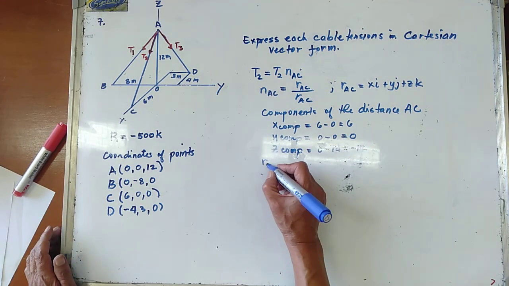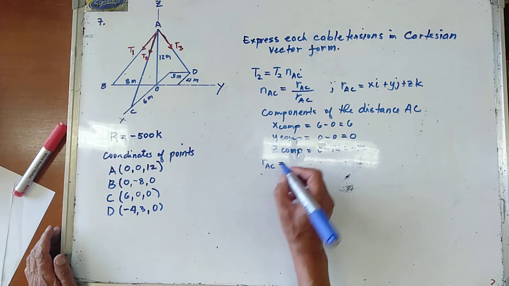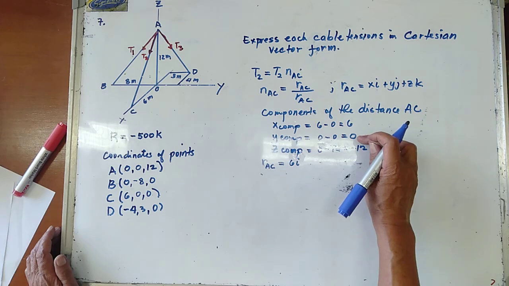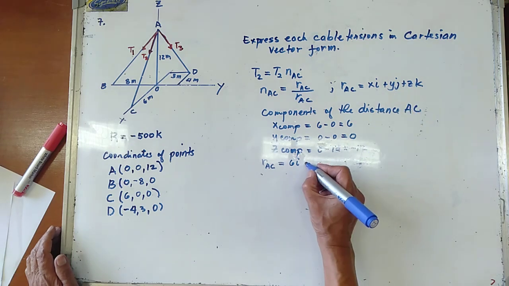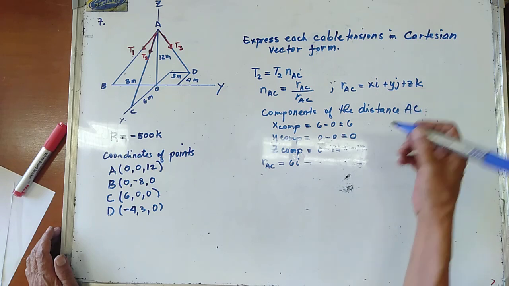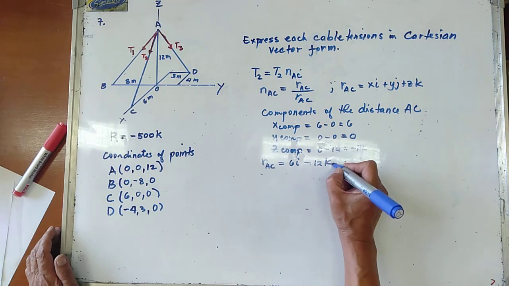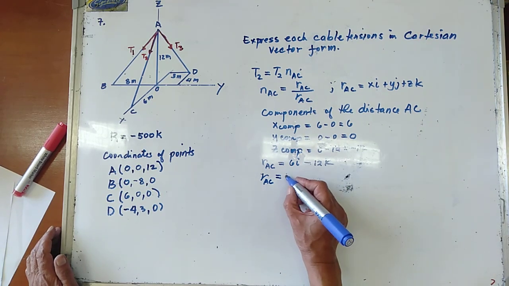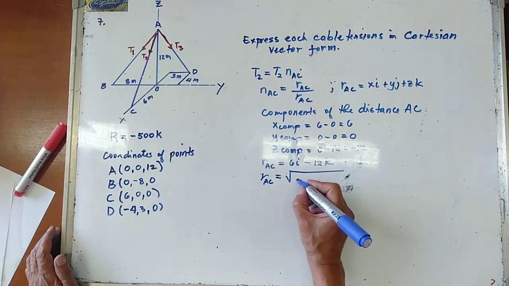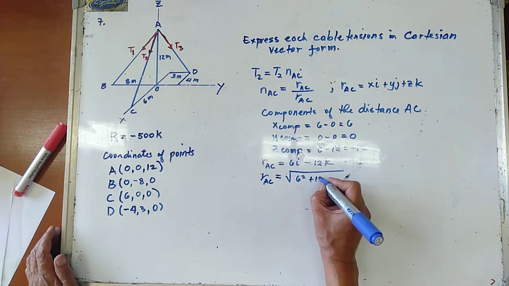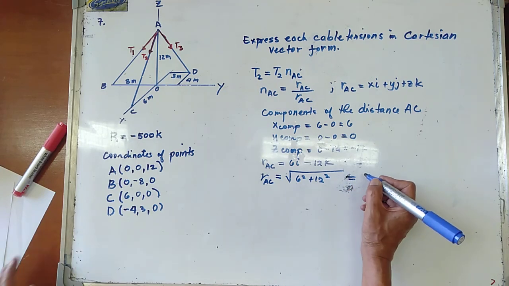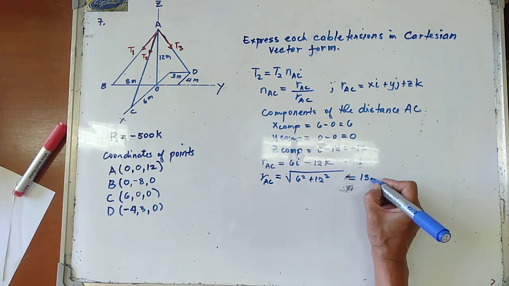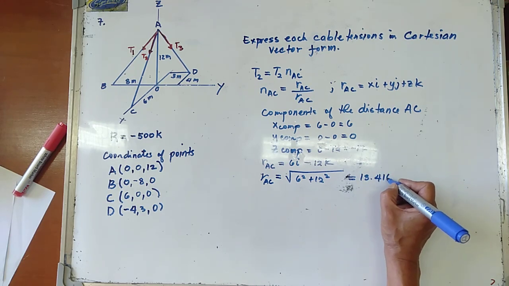So the position vector AC is equal to 6i, the y component is 0, and then we now have minus 12k. So the magnitude of this position vector again is now equal to the square root of 6 squared plus 12 squared, therefore equal to 13.416.